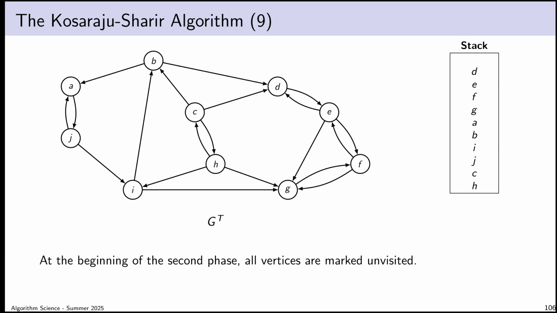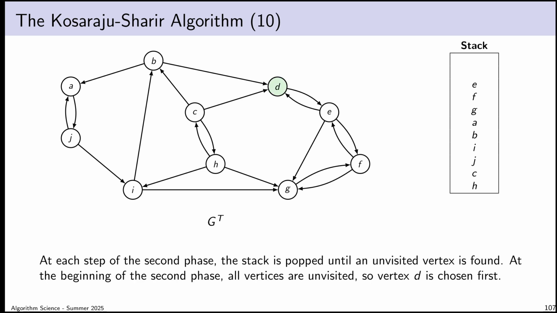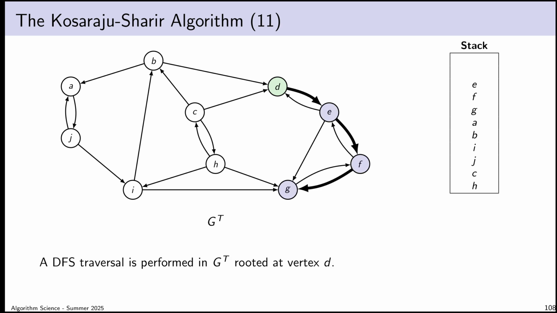Okay, so at the beginning of the second phase, I clear the visited status of every vertex. And then I just pop the stack until I find a vertex that hasn't been visited. So of course, at the beginning of the second phase, nothing has been visited. So the first thing I look at, vertex D, which was at the top of the stack, that is the vertex from which I run my first traversal. Okay, so it looks like my traversal had been correct earlier.